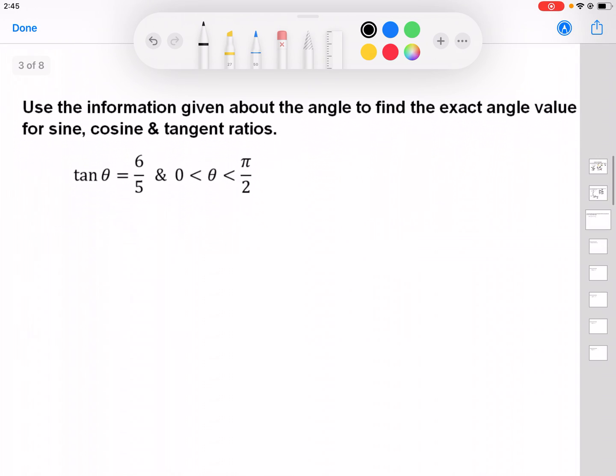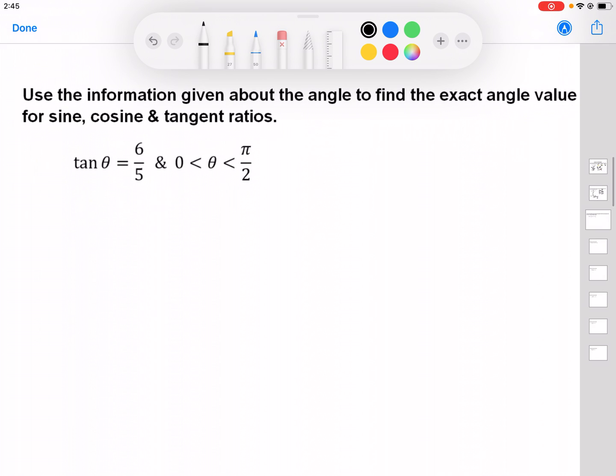Okay, let's do one more. This time I give you a tangent, and I very clearly tell you what quadrant. Right here, it's saying it's between 0 and pi halves. So 0 and pi halves would be first quadrant. It's quadrant 1. So that's an easy one to draw.